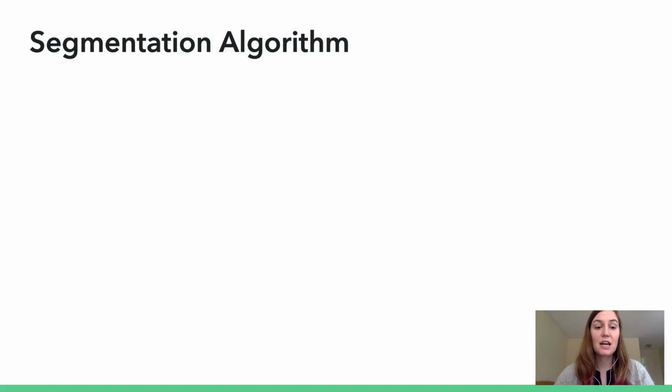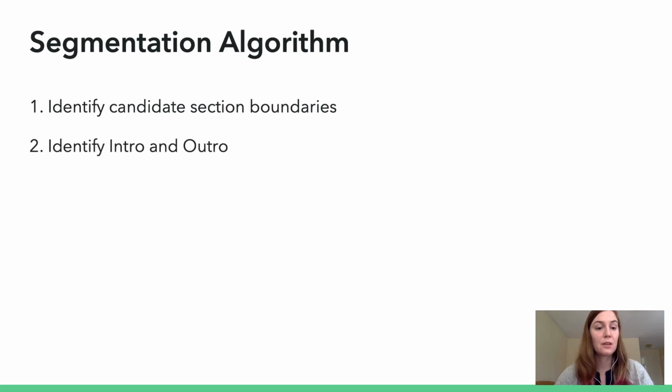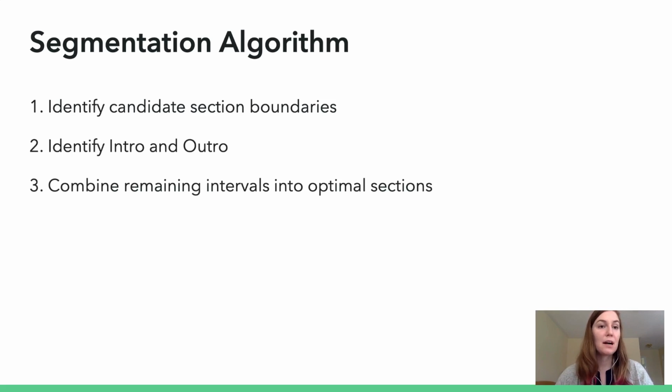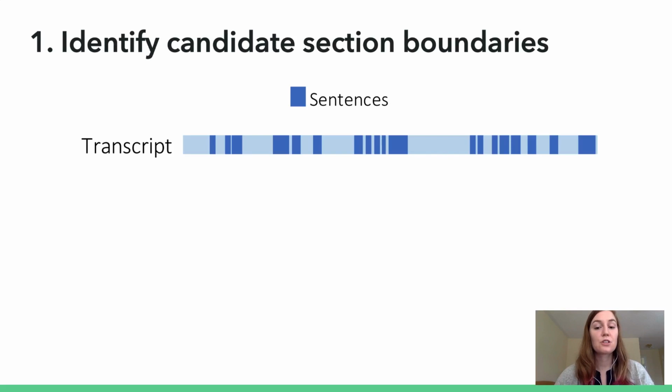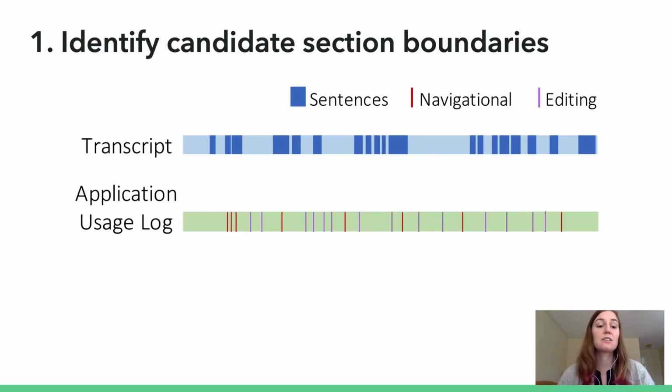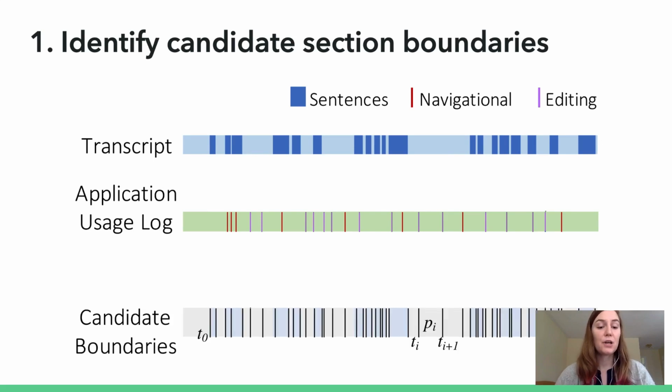So we designed a segmentation algorithm to come up with this table of contents, and it has three main steps. First, we identify candidate section boundaries in the video. We identify two special sections that we call an intro and an outro. And we combine the rest of the intervals in the video into a set of optimal sections. First, to identify potential boundaries for sections, we use the start and end of every sentence in the transcript, as well as every occurrence of a command, as long as it does not fall mid-sentence. Putting these together, we get a set of candidate boundaries that indicate moments where a section could start in the video.